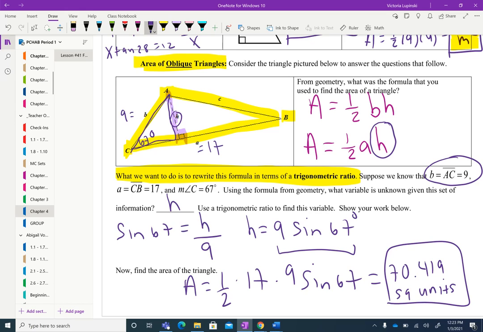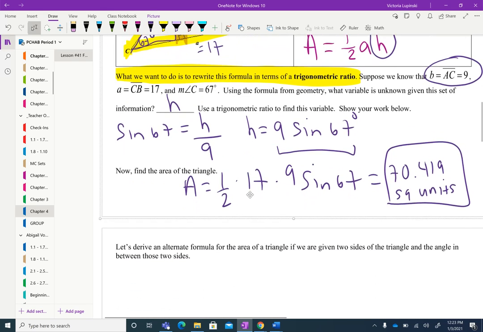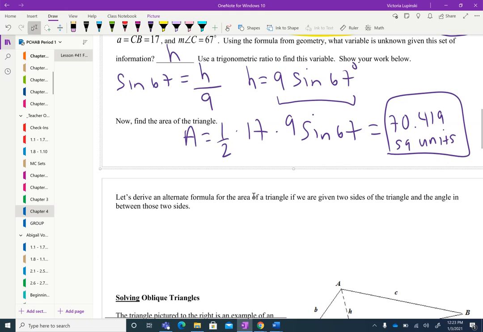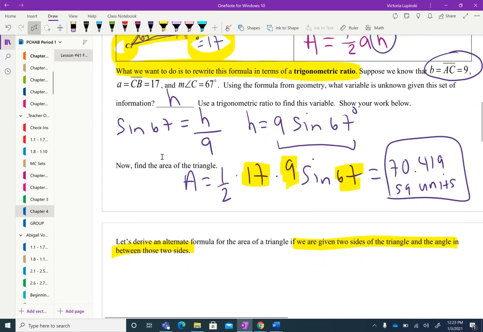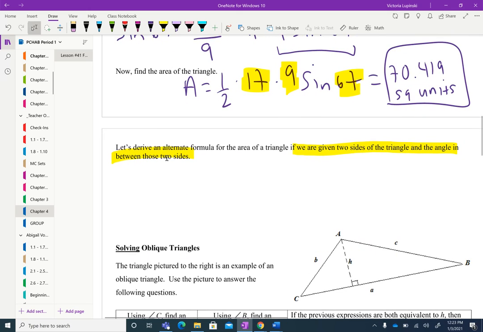I just found it in terms of a ratio, and that's going to go ahead and allow me to find a brand new formula. So if I look at what I did there, I want to now find an alternative formula for the area of a triangle if we are given two sides of the triangle and the angle between them. So just to show why that works, again, if you go back to the picture, 17 and 19, that means I have these two sides of the triangle, and then I have the angle between them, which would be 67. So that's the only time for which this is actually going to work.